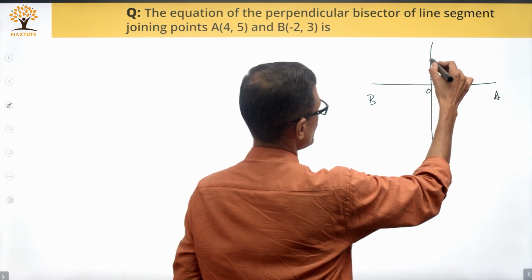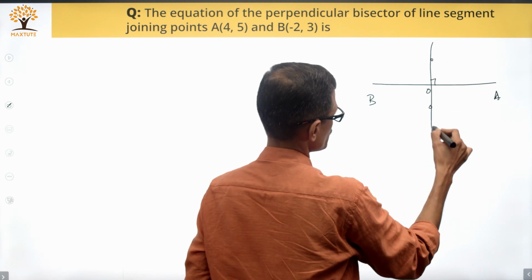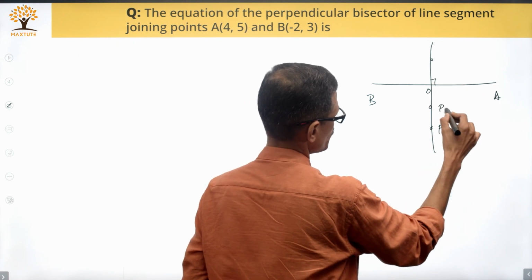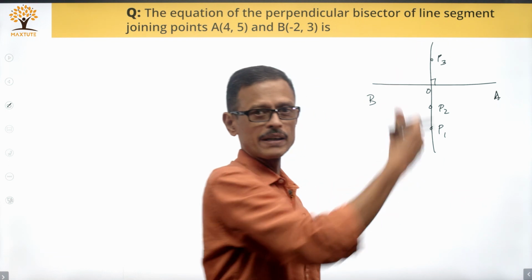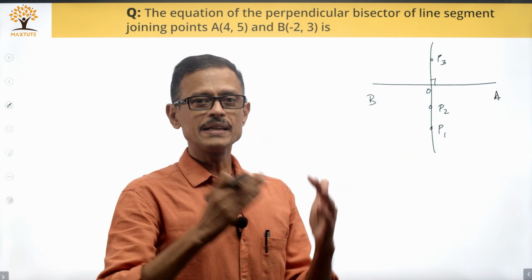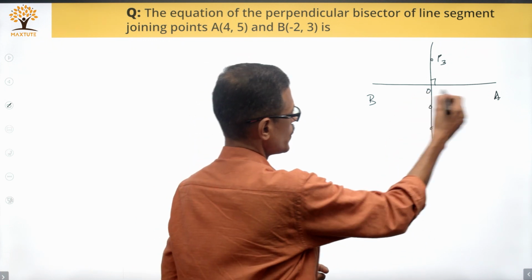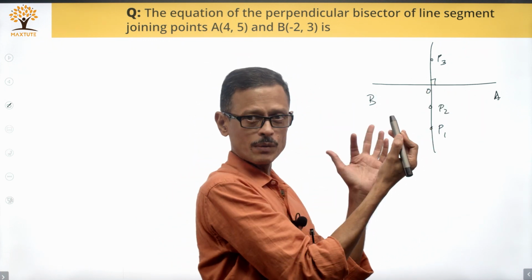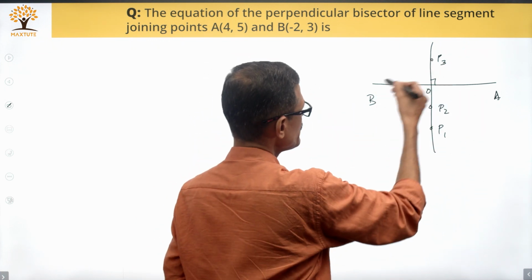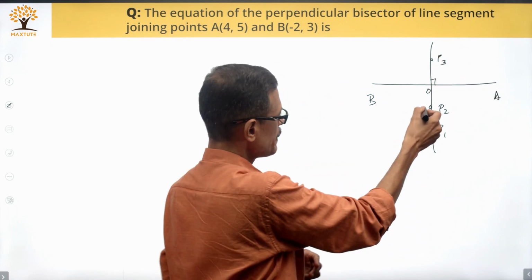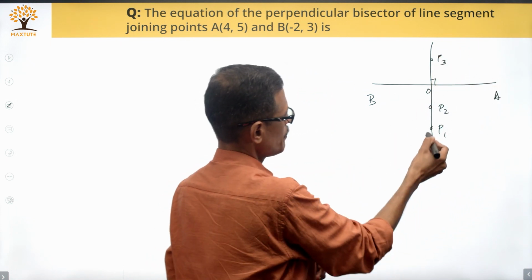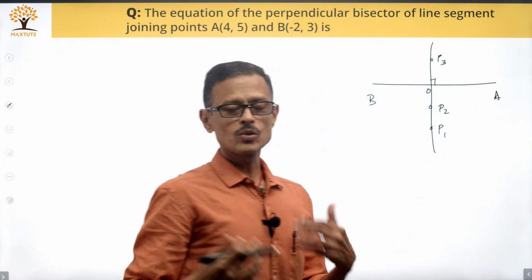Any point you pick on this perpendicular bisector, it could be this point, this point, this point, we'll call them P1, P2, P3. Any point you pick on the perpendicular bisector will be equidistant from these 2 points A and B, right? So OA will be equal to OB, that's a point on this perpendicular bisector. So P3B will be equal to P3A, P2B will be equal to P2A, P1B will be equal to P1A, and so on and so forth.